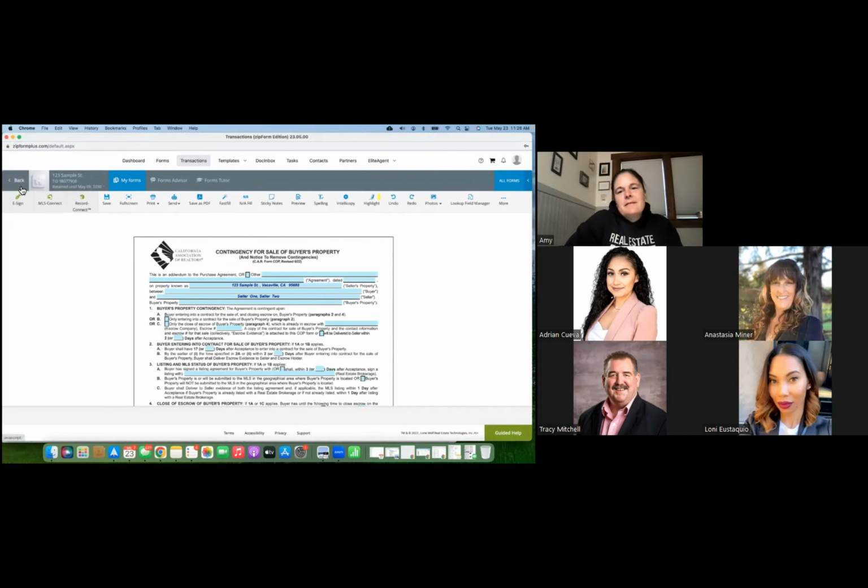It's not like in other states where the contingencies automatically remove on a specific day. In California, you have to remove them in writing. So you still have those contingencies in place until you're ready to remove them or until the seller threatens to cancel on you, whichever comes first. So it's really hard to lose that deposit.